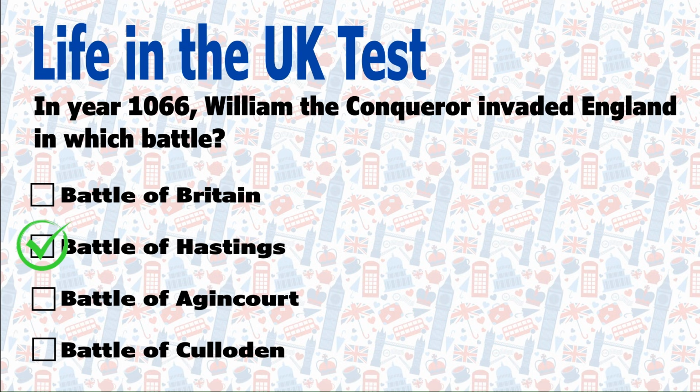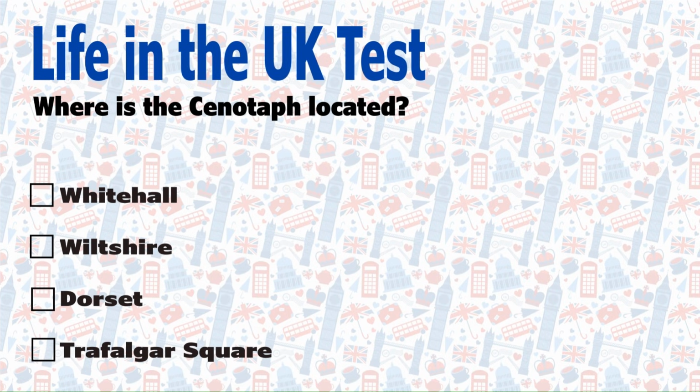defeated Harold, the Saxon King of England, at the Battle of Hastings. Harold was killed in the battle. William became King of England and is known as William the Conqueror. The battle is commemorated in a great piece of embroidery, known as the Bayeux Tapestry, which can still be seen in France today. Where is the cenotaph located?